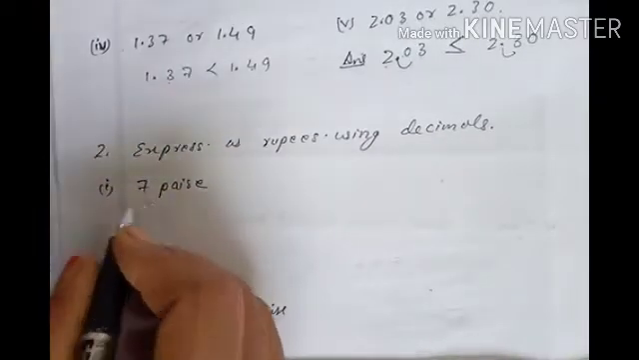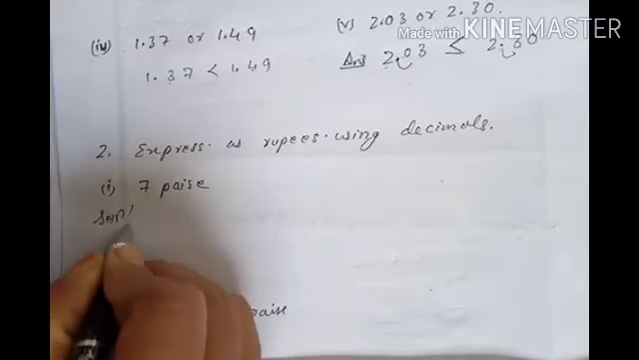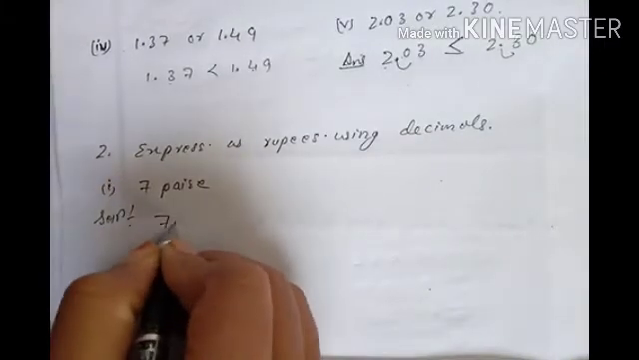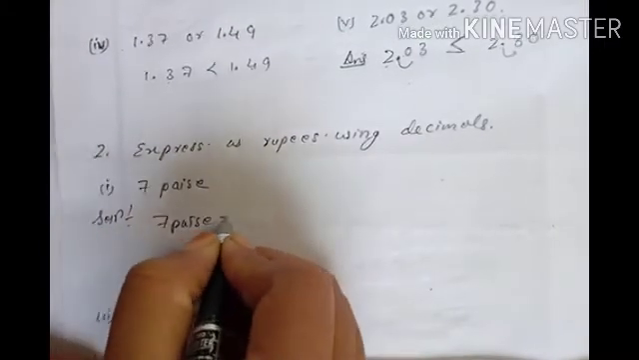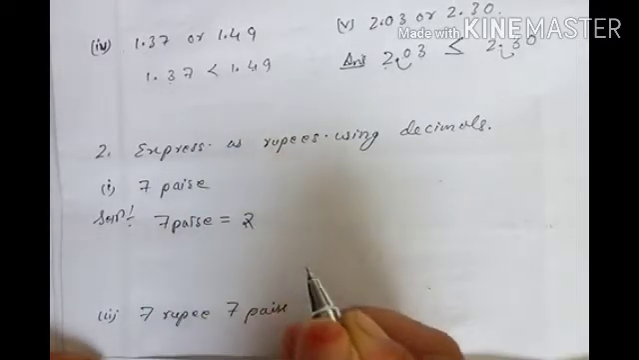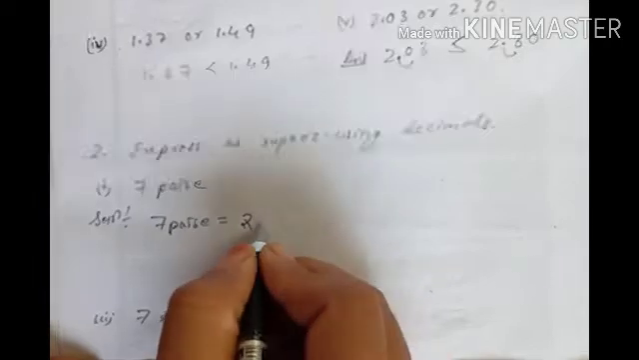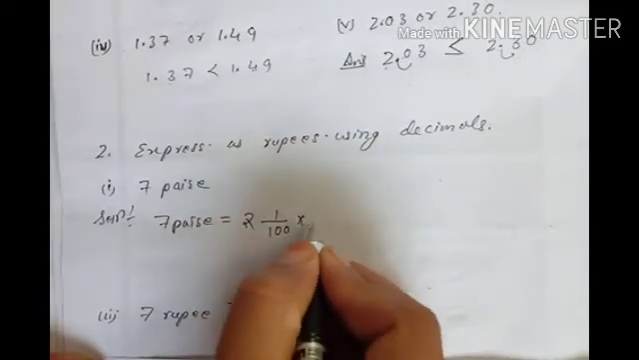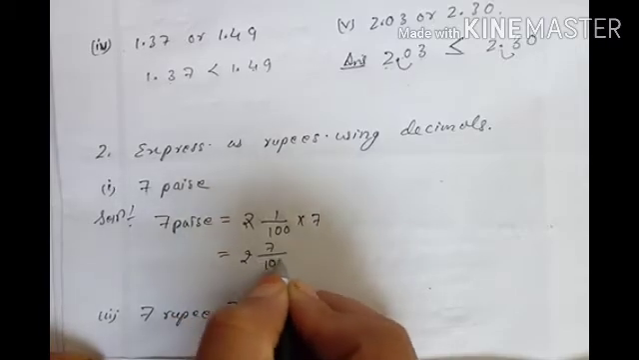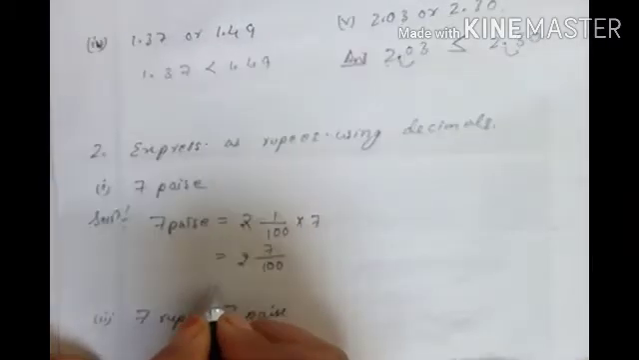Now how you will do? 7 paisa is given and you have to convert this into rupees. 7 paisa is equal to, you have to convert this into rupee. Isn't it? This you will make rupees. That means you have to multiply 1 upon 100 with 7. That means directly you can write 7 divided by 100. Okay, 7 divided by 100.